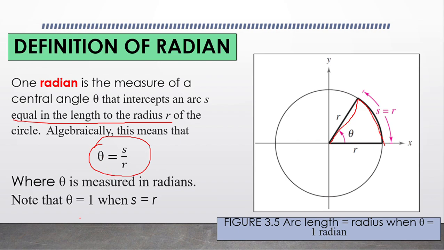Note that theta is equal to 1 when S is equal to R. This S changes, depending on how the terminal side rotates. This means our arc length, or letter S, gets larger. It is not always that S is equal to R.